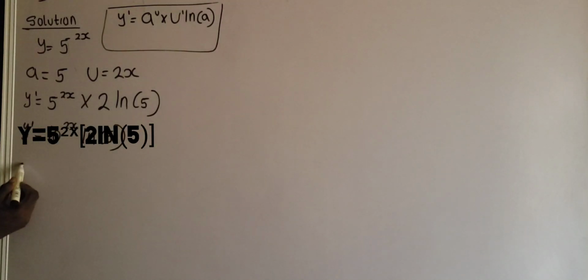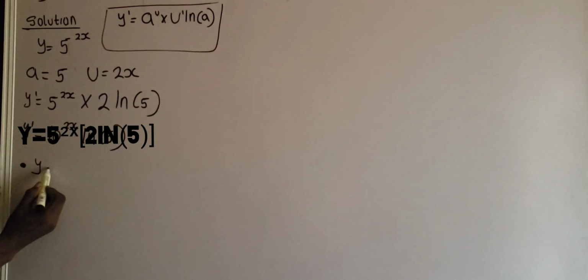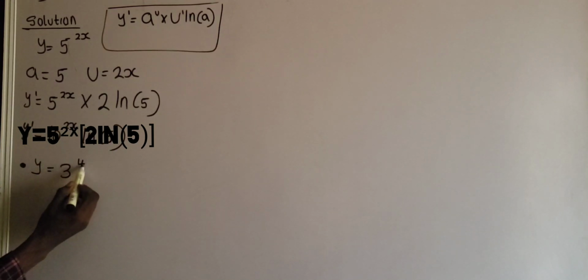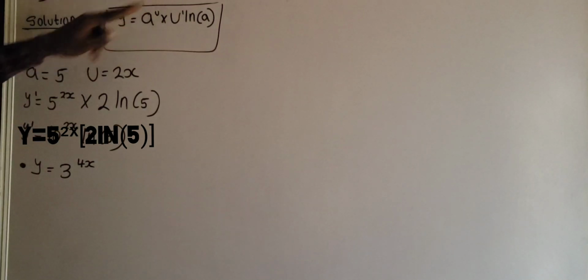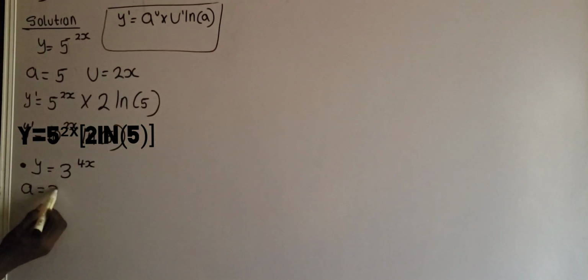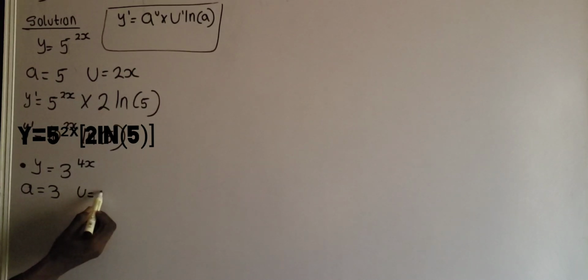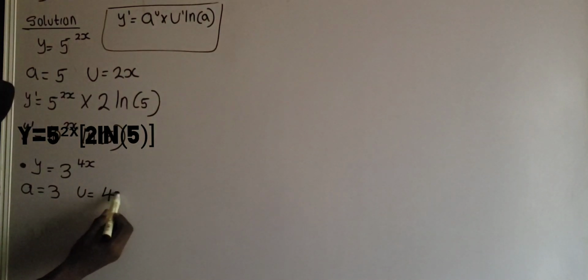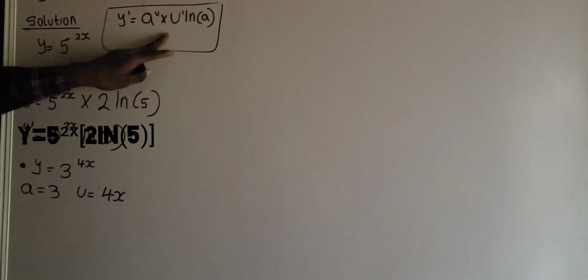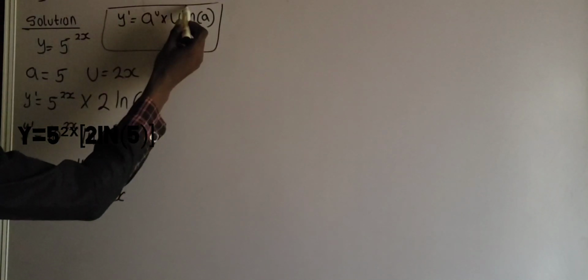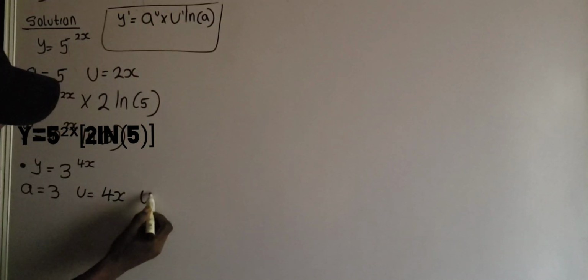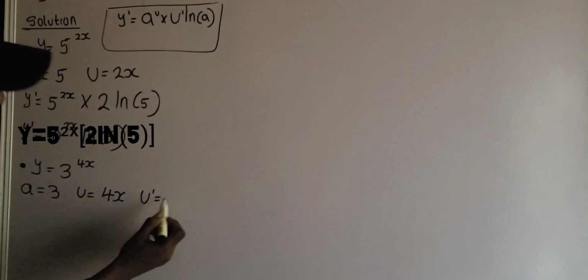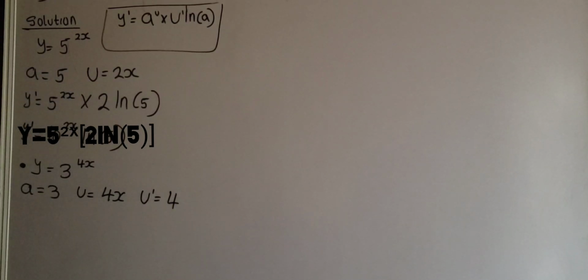Okay, let's have another work example. Find the derivative of y equals 3 raised to the power of 4x. To take the derivative of this function using the formula method, let's first identify our a and u. a is the base, which is 3, and u is the power. u is 4x. You understand? Okay, from this formula, I need to take the derivative of u. So the derivative of u is, differentiate 4x, you are going to get 4. You understand? Okay, I have taken the derivative of u.